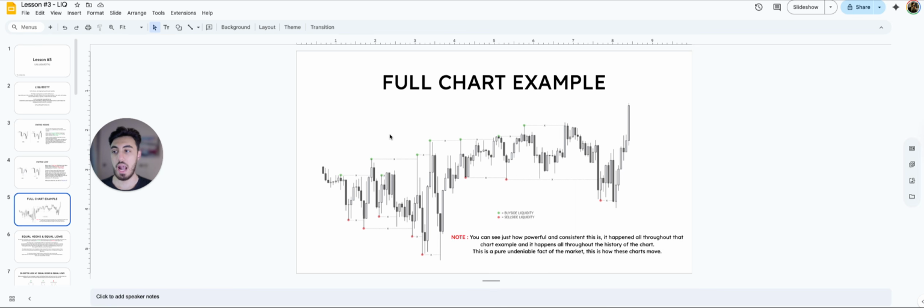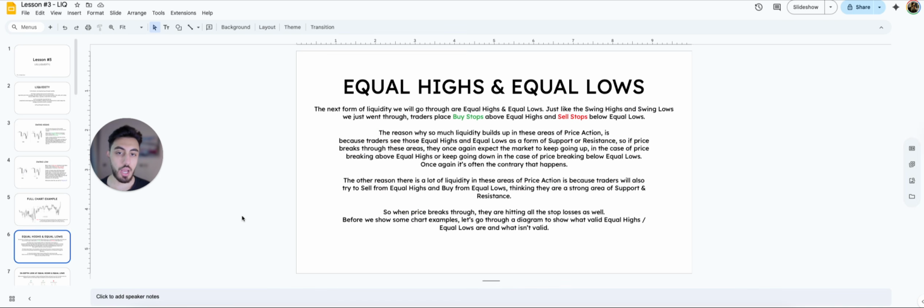Now, for sure, after I teach you the different types of liquidity, I'm going to open my chart and show you an example. Now, the next form of liquidity is equal highs and equal lows. Just like the swing highs and swing lows we just went through, traders place buy stops above equal highs and sell stops below equal lows.